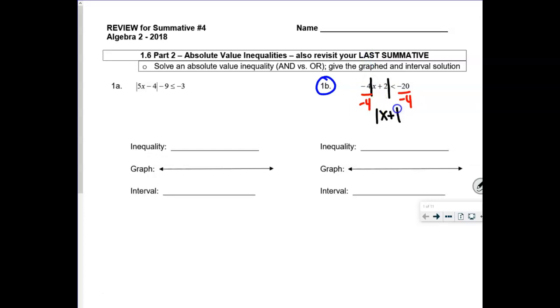It's the absolute value of x plus 2. You told me to flip this sign, so now it says greater than 5. So this is the problem that we're going to have to solve. So ignore the original problem. David, do we have an and or an or?